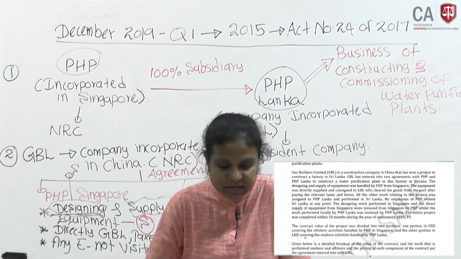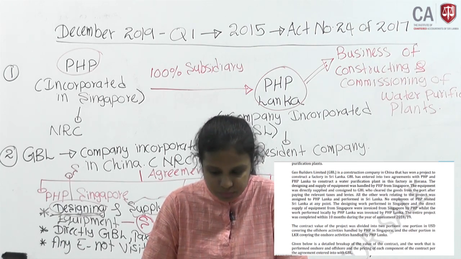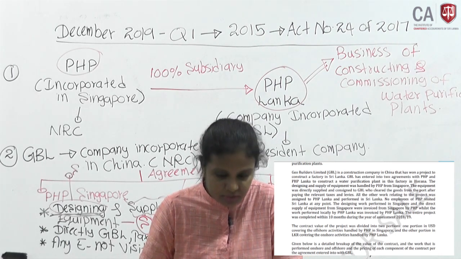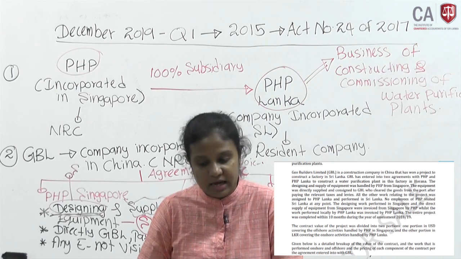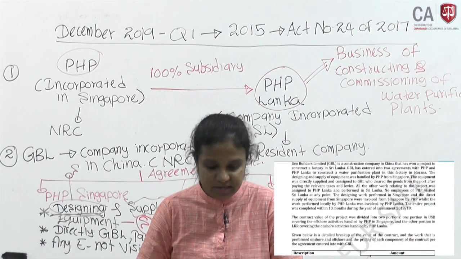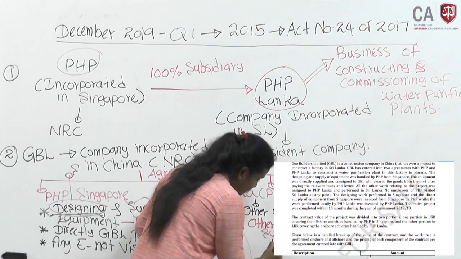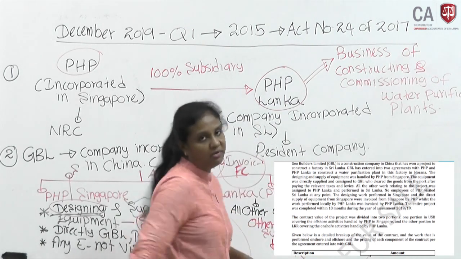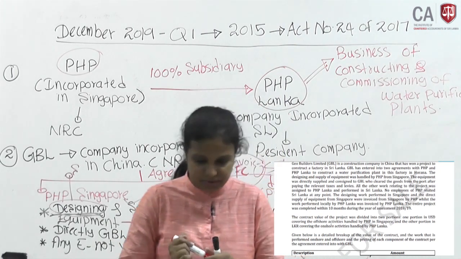Then the contract value of the project was divided into two portions. One portion is in US dollars, corresponding to the offshore activities handled by PHP Singapore, and the other portion in LKR, corresponding to the onshore activities provided by PHP Lanka. Now you can be clear here: one part is in LKR, the other part is in foreign currency, which is the US dollar. In the question it has been given.